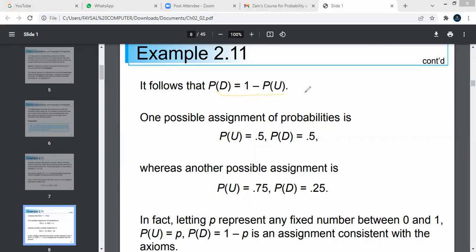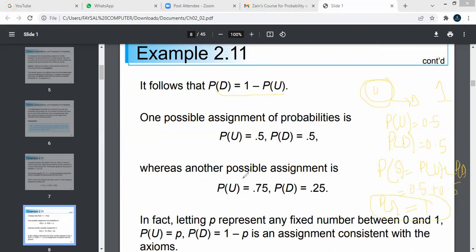Now the next example: it follows that P(D) equals 1 minus P(U). One possible assignment of probability is P(U) equals 0.5 and P(D) equals 0.5. This is the continuation of the same example, where there's a coin with an up and a down. The total probability is 1. So the probability of up will be 0.5, and the probability of down will be 0.5, and the probability of my sample space is P(U) plus P(D). As we know, P(U) equals 0.5 and P(D) is 0.5, so my answer for the probability of the sample space equals 1.